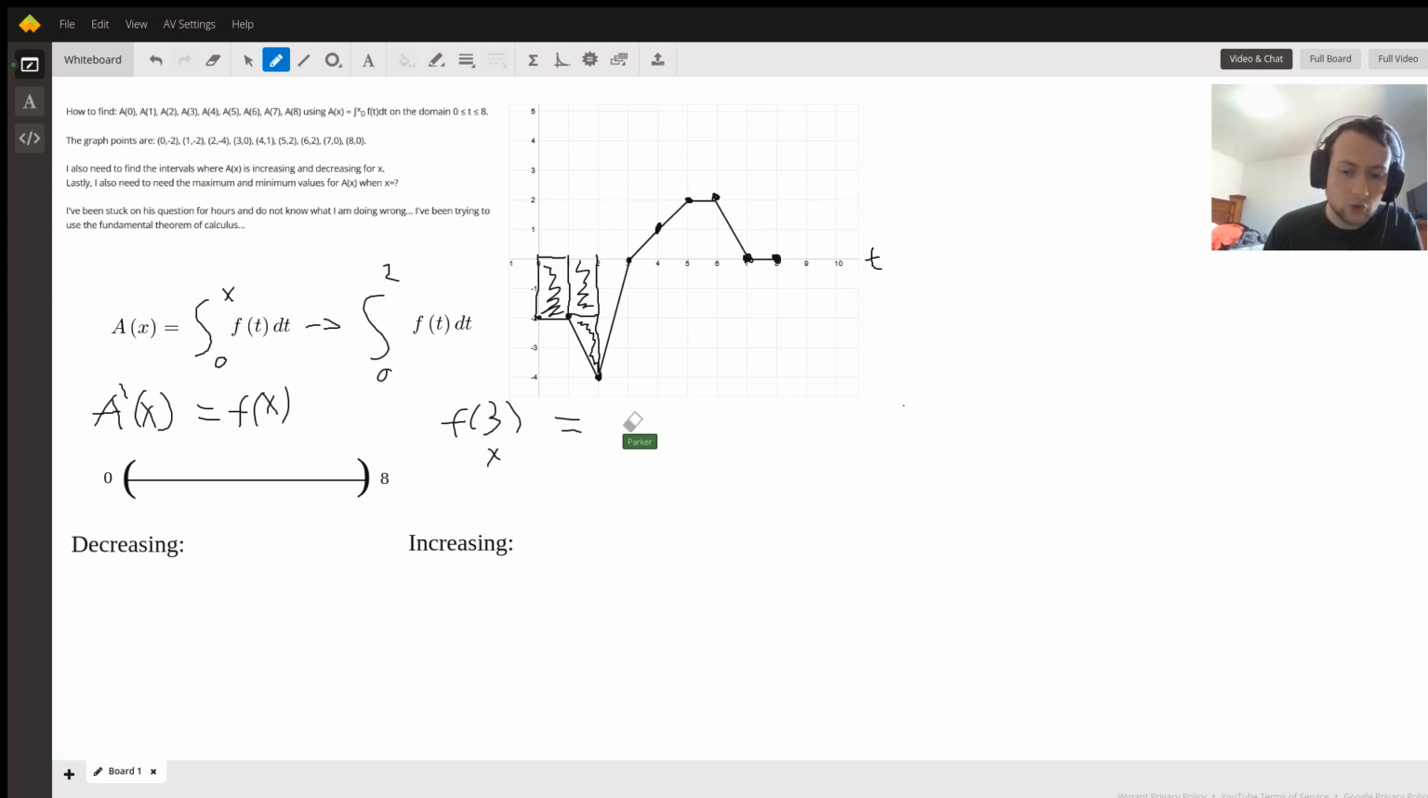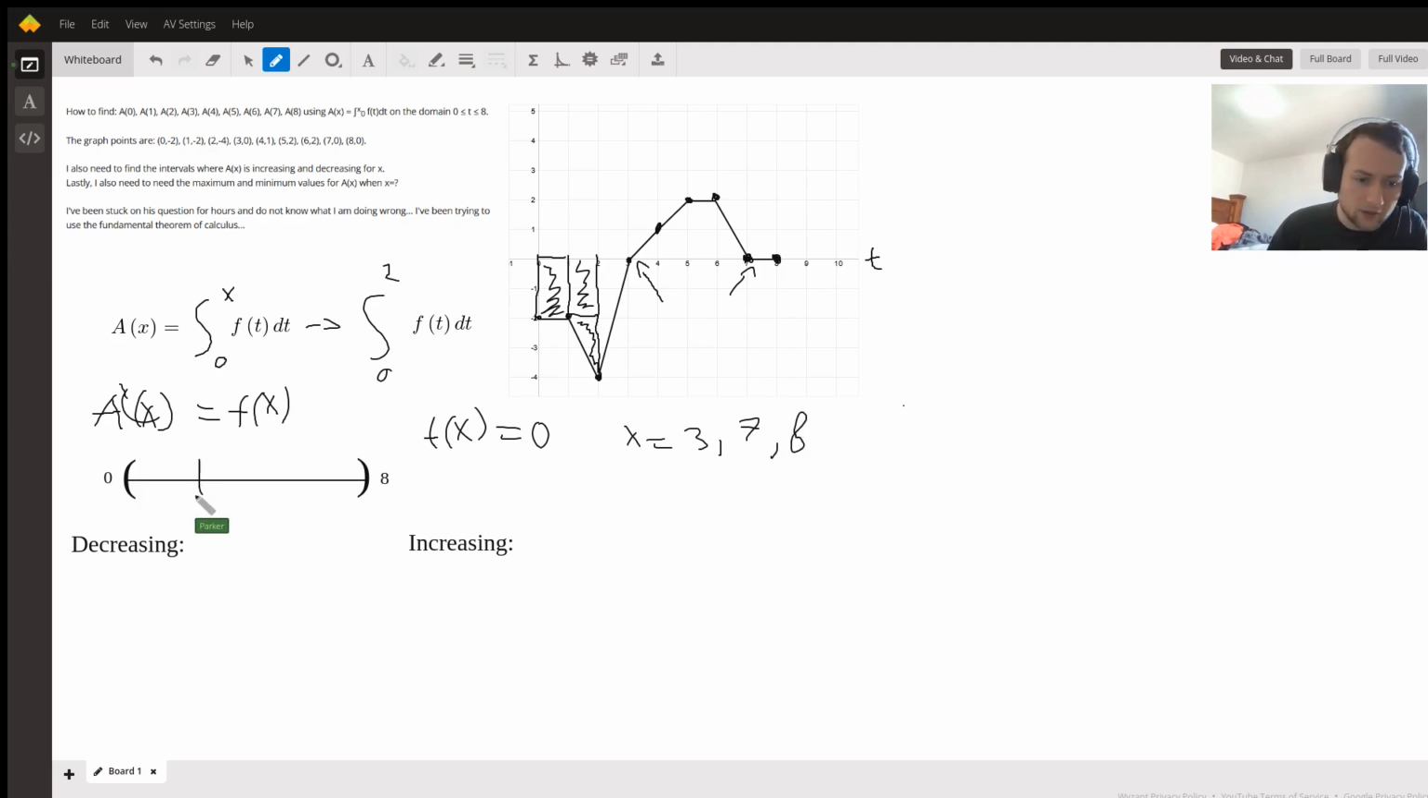In other words, what we're going to do is we're going to look for where A prime of x is equal to 0. This is how we discover where A of x is increasing or decreasing. So A prime of x is equal to 0 means f of x equals 0. Well, we have this lovely graph right here that we just made. And we see that at x equals 3, that is true. At x equals 7, that is true. And at x equals 8, that is true.